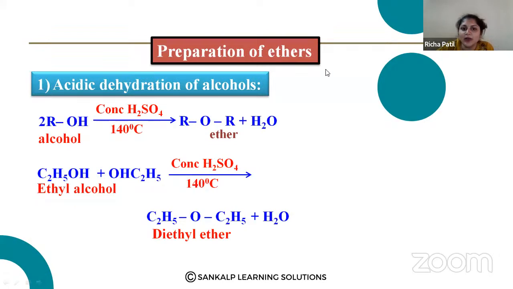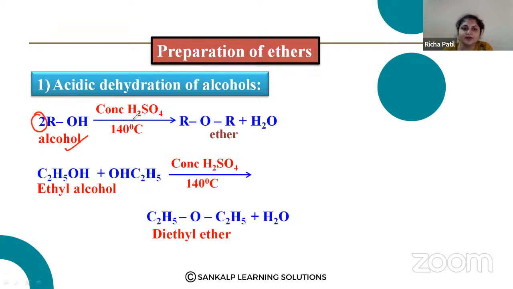So next we'll start with the preparations of ethers. What are the different methods for preparation of ethers? First is acidic dehydration of alcohols. What do you mean by dehydration? Dehydration is nothing but removal of a water molecule. So 2 moles of alcohol, ROH, are taken. It is treated with what?